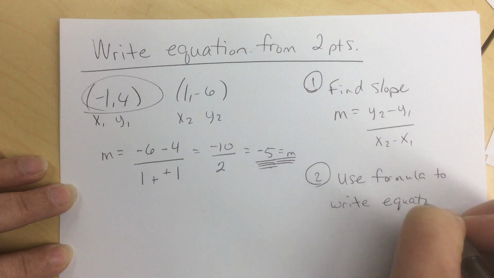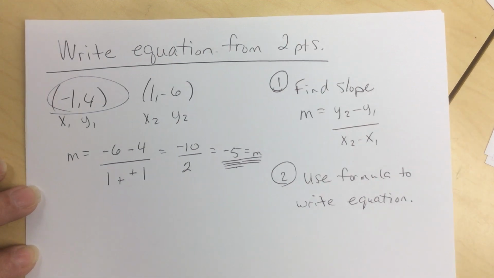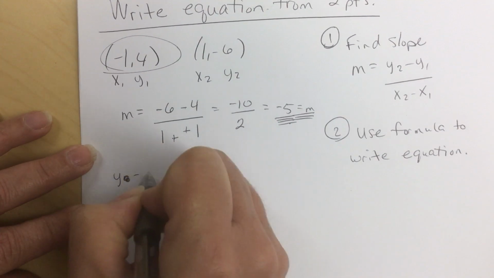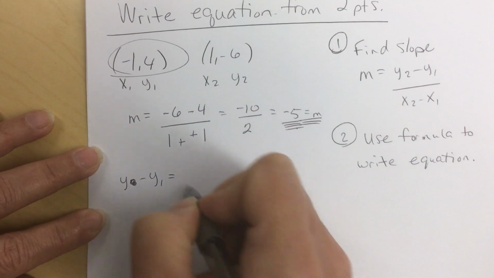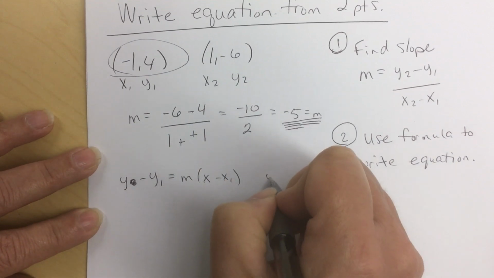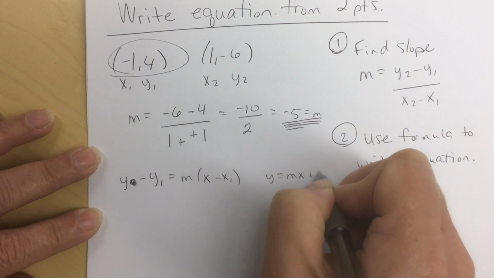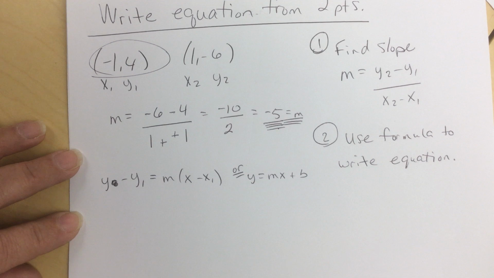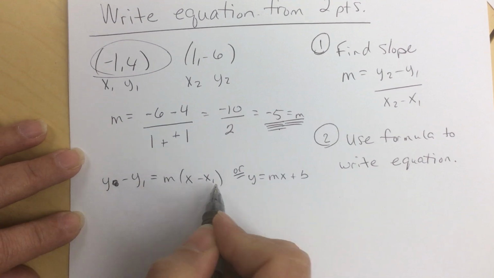And you get to pick whether you want to use y minus y1 equals m times x minus x1, or y equals mx plus b. Remember we talked about that? You've got 2 different options, okay? So I like this one, so I'm going to use this one.